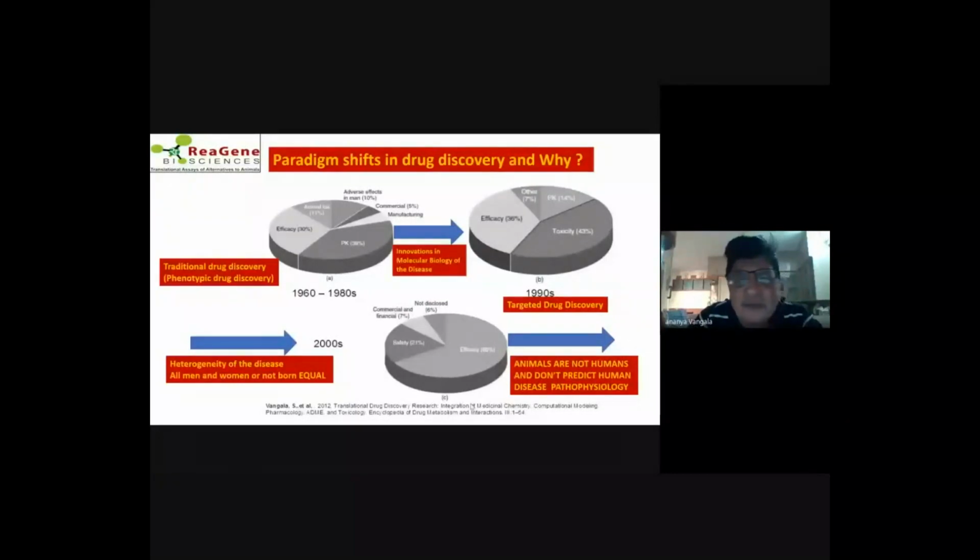85 to 90% of them do not make it into the market. Less than 10% of the phase 3 drugs make it into the market. All those drugs fail because there is a lack of efficacy.